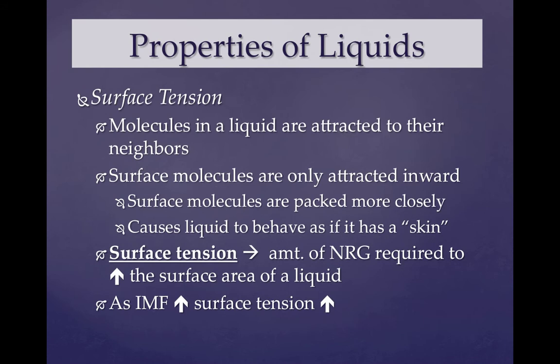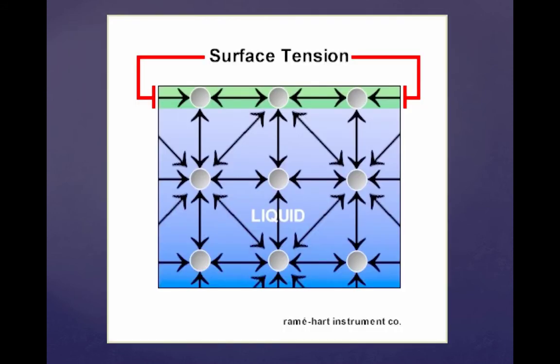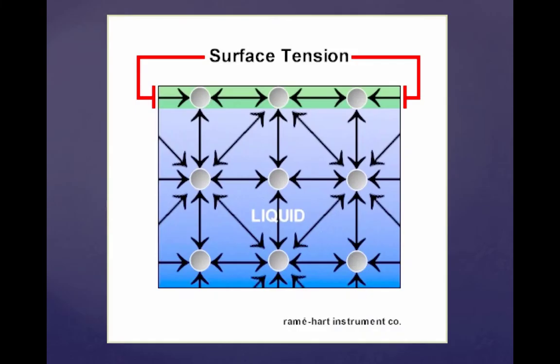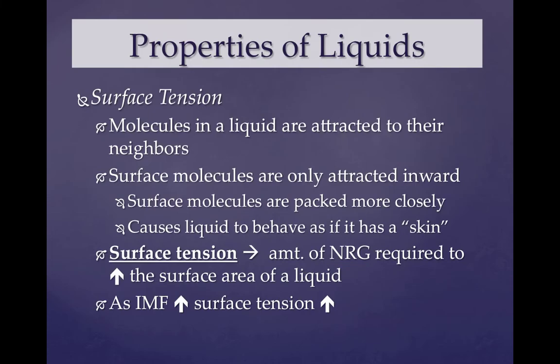What you're going to do with those intermolecular forces is explain properties of liquids using the idea of intermolecular forces. One of the first properties of liquids we're going to talk about is surface tension. If you see the picture real quickly, that's the ability of small things to sit on the film. It's like water almost makes a film with itself. The molecules in a liquid are attracted to their neighbors. The surface molecules are only attracted inward, so you get a liquid that has a sort of skin.